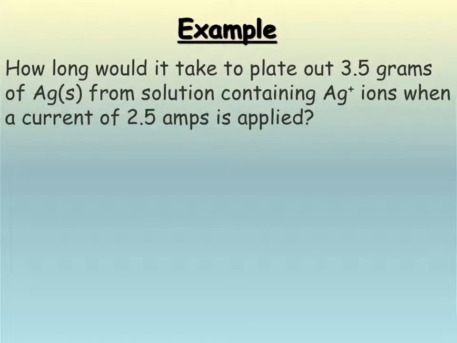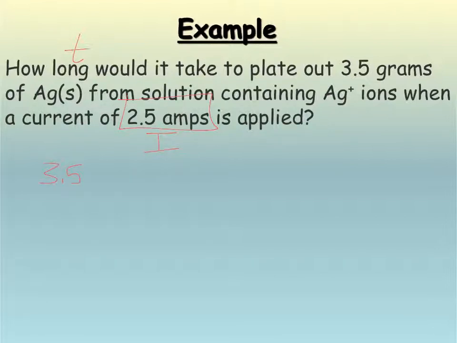All right, in this question, we are asked how long it would take, so we're looking for time, to plate out 3.5 grams of silver from an aqueous silver solution with a current of 2.5 amps. First thing I need to do is figure out what I have here. I have my current, so I have my I. I'm looking for time, which means in my equation I need Q, the charge.